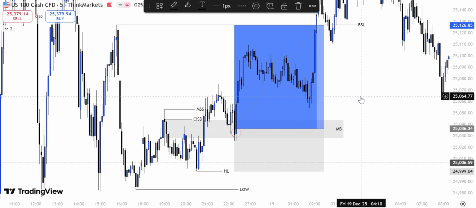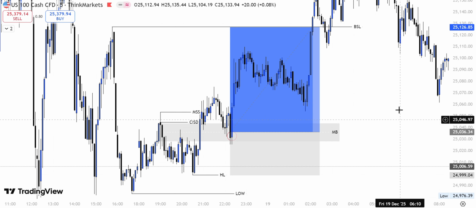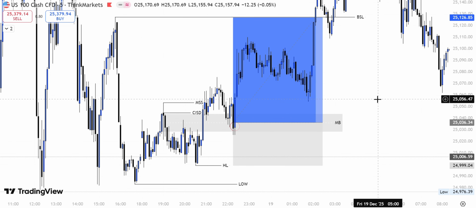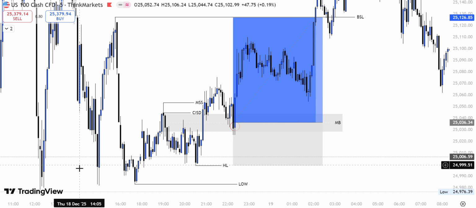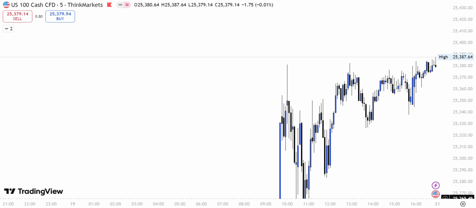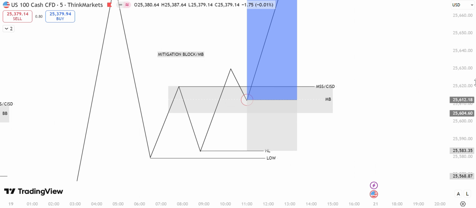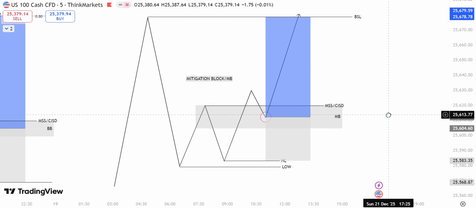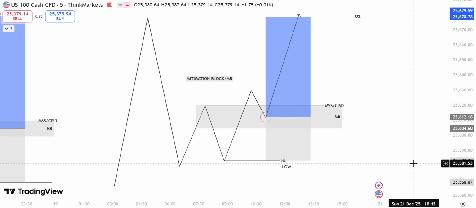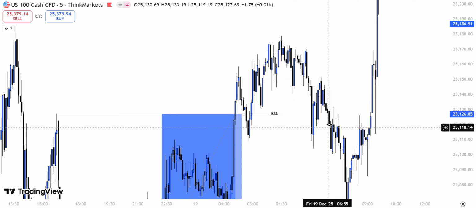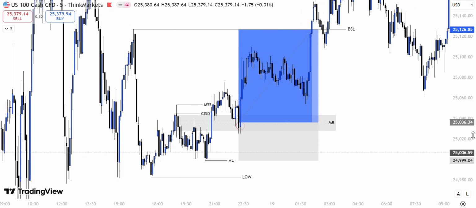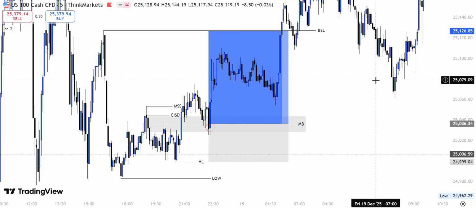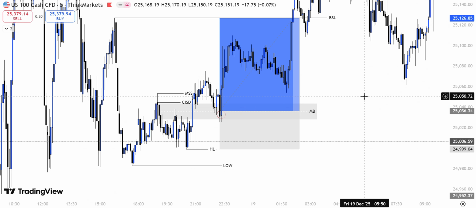Now, let me take this out. So now this is the mitigation block setup. This is called the mitigation block setup. Now, what do you have right here? It's actually the same thing that happened right here. Take a second to analyze this. Even take a screenshot. I'll give you 3 seconds. 1, 2, 3. Now look at this. Can you compare it? It's actually the same thing. You can see this works really well, and it happens very frequently in the markets.